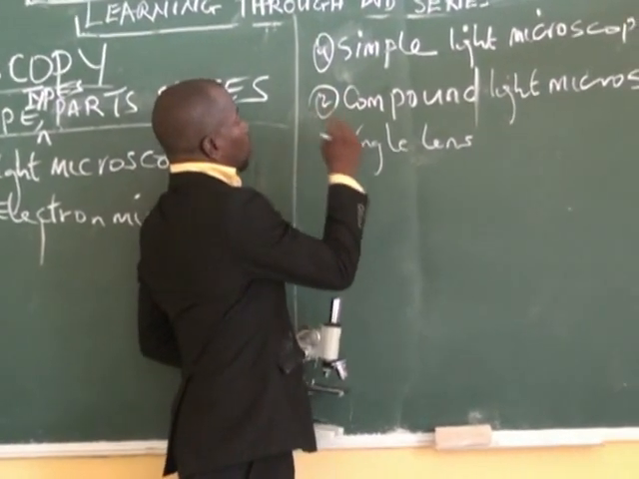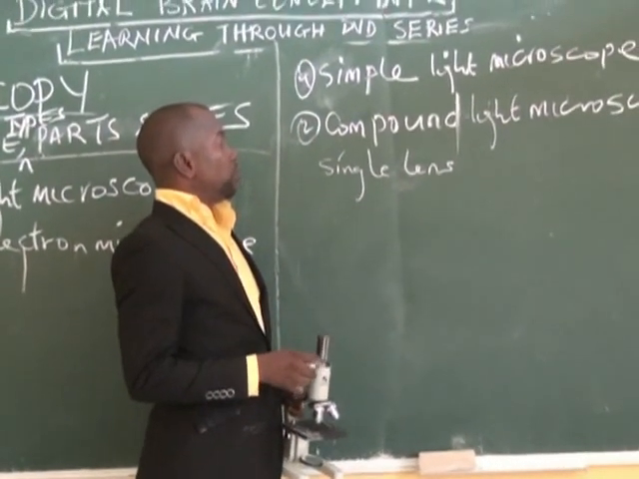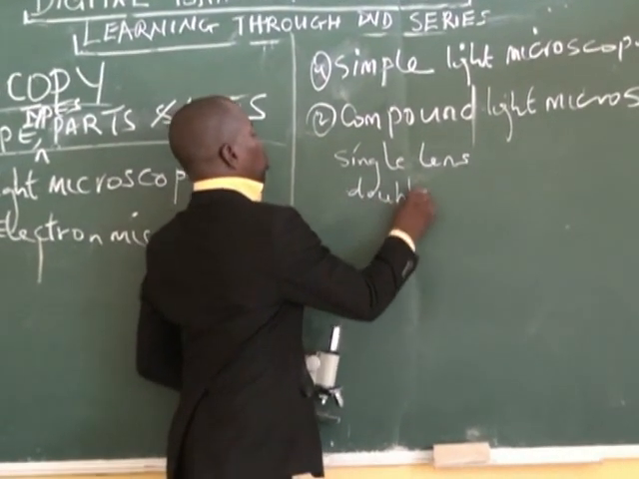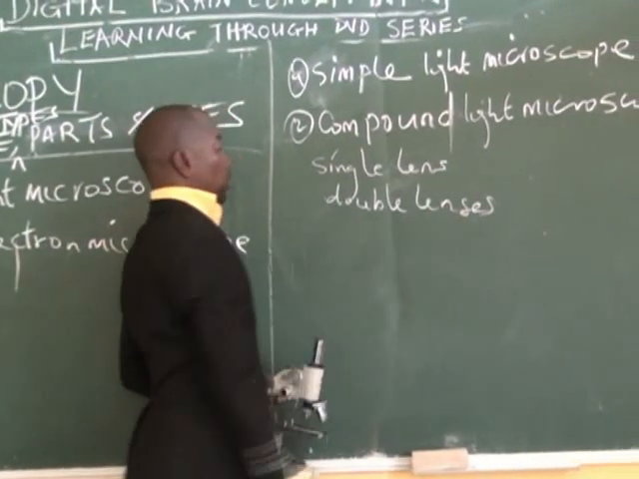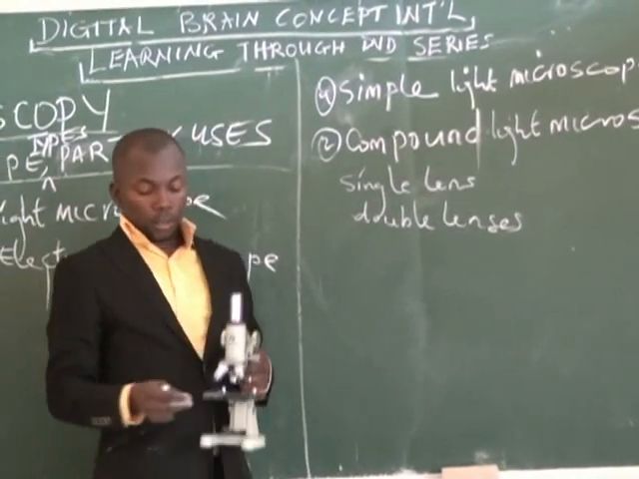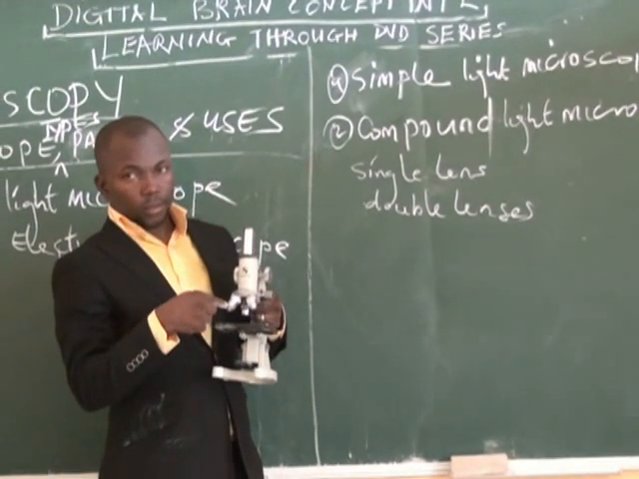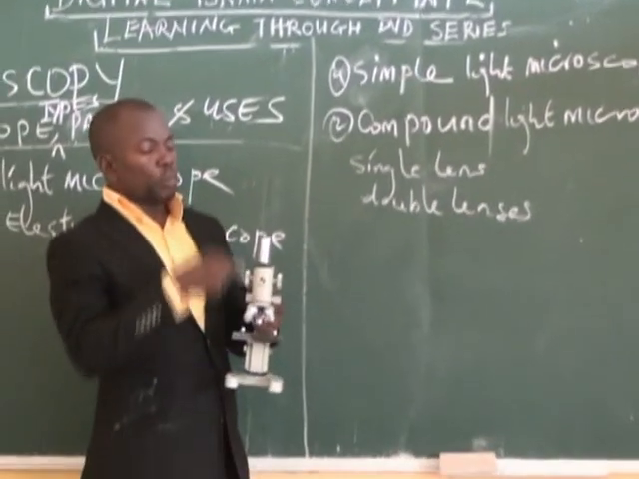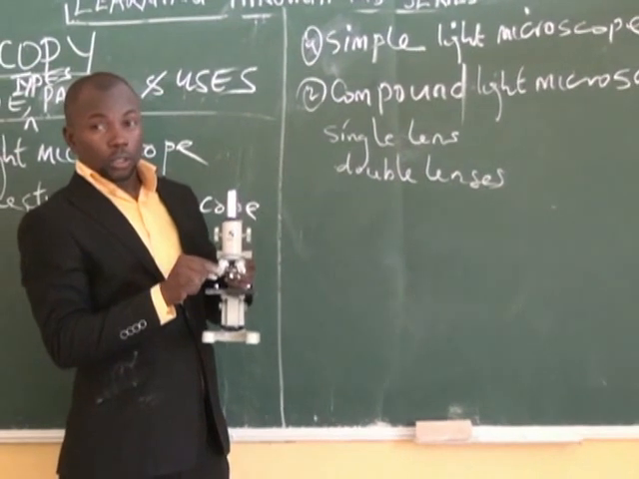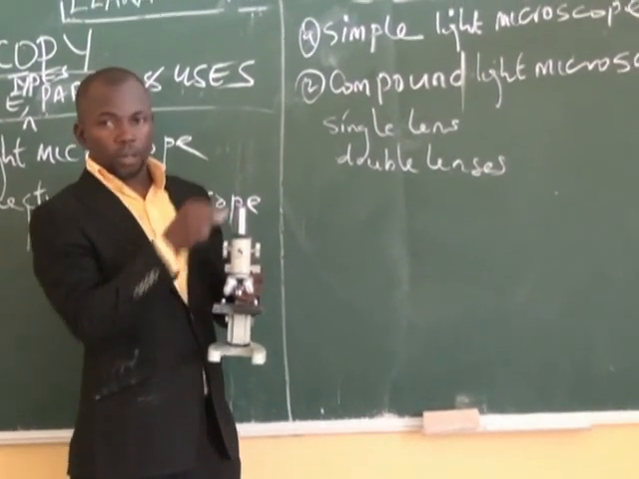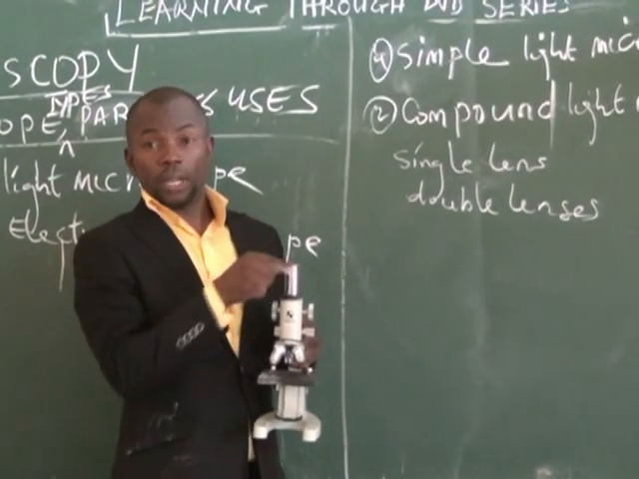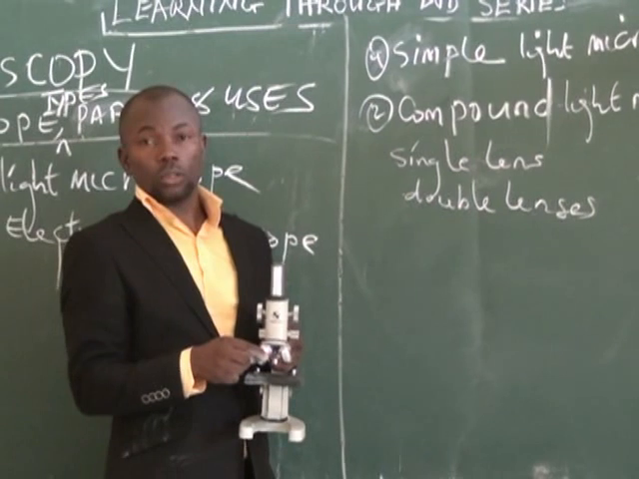Then the compound light microscope is the one that has double lenses. This is the eyepiece lens. This is the objective lens. So when a microscope has both the eyepiece lens and the objective lens, it's known as a compound microscope. A combination of these lenses is going to produce higher magnification of the object.